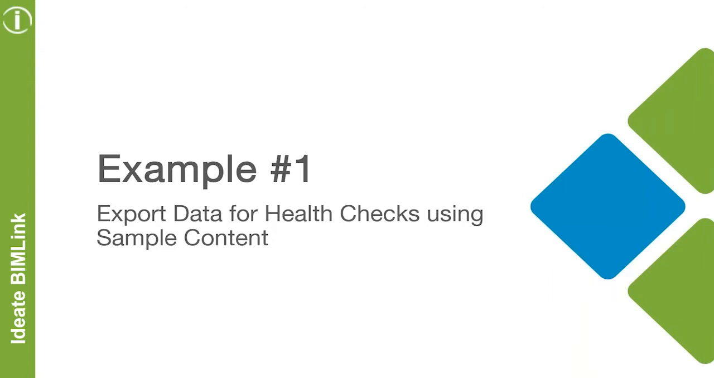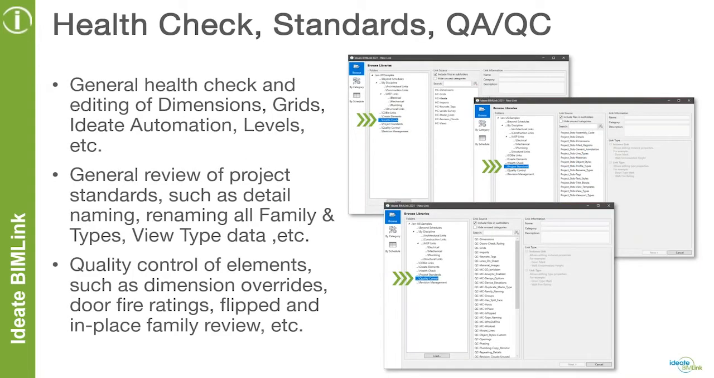And this is the support for health checks using some of the sample content. We introduced these health check link definitions about a year ago, helping you do quality assurance and quality control. You can get a general review of your project standards, such as detail naming, family and type, view type data. You can get quality control of elements such as dimension overrides, whether something is flipped, whether a family is in place, or whether it's a component family. So all of this is available with our health check links. Let's just take a look at this.